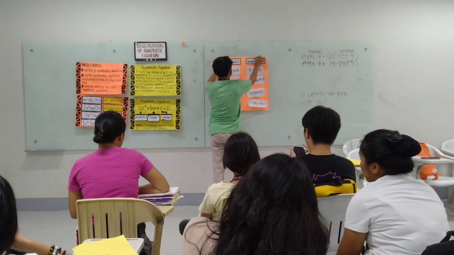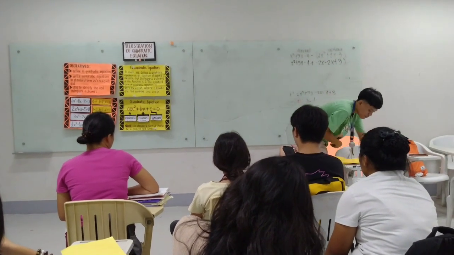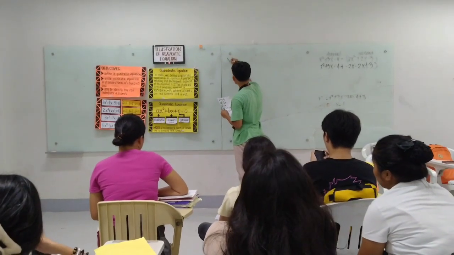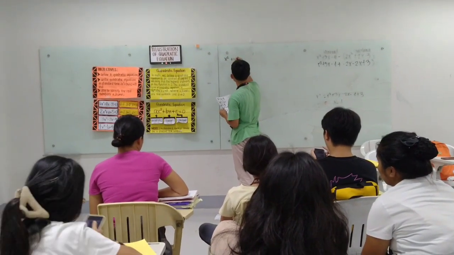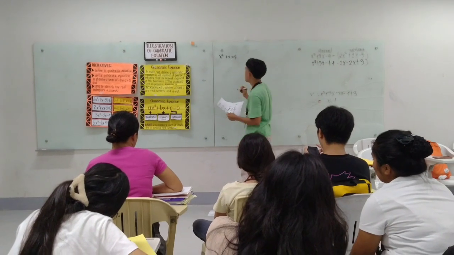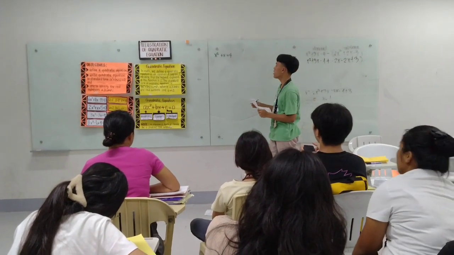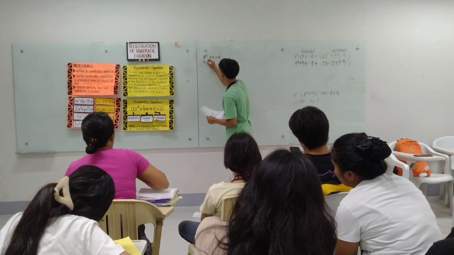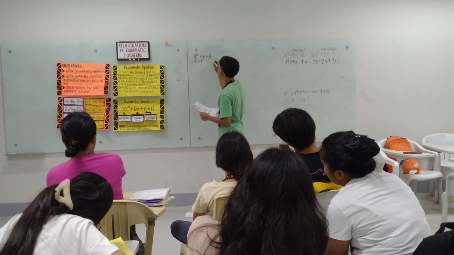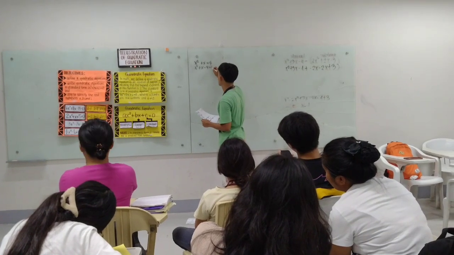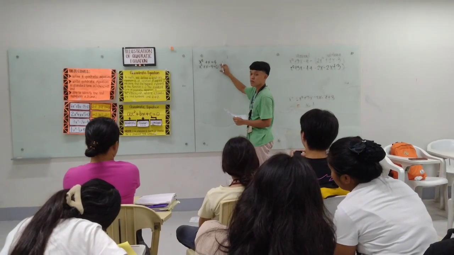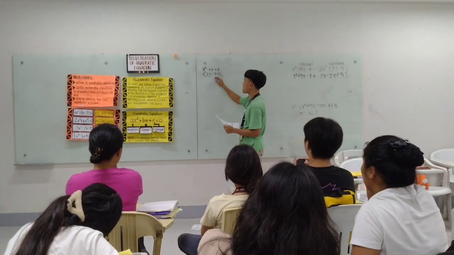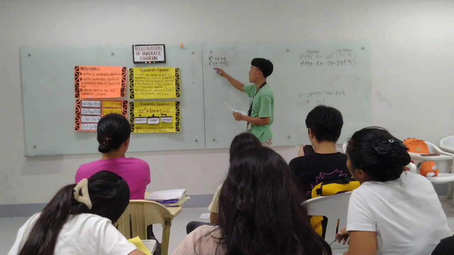So we have here another example. What if we encounter this kind of equation? x squared plus x is equal to 4. What are we going to do? Okay, we're going to transpose the 4. So it is going to be x squared plus x minus 4 is equal to 0. So now we have our, what do we call this? Standard form, which is x squared plus x minus 4 is equal to 0.